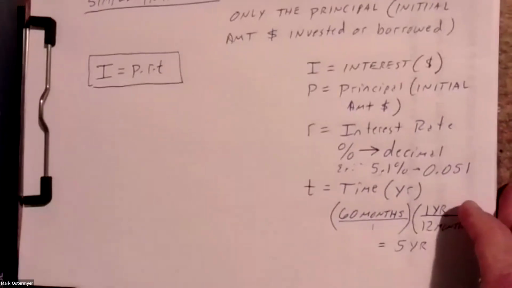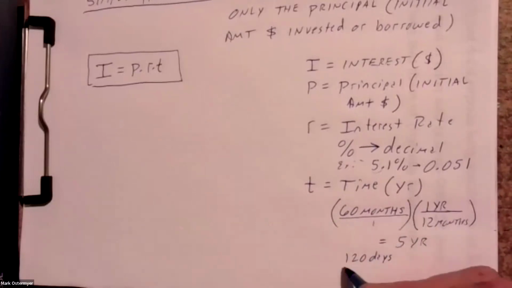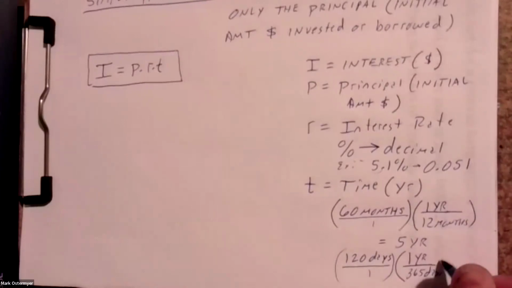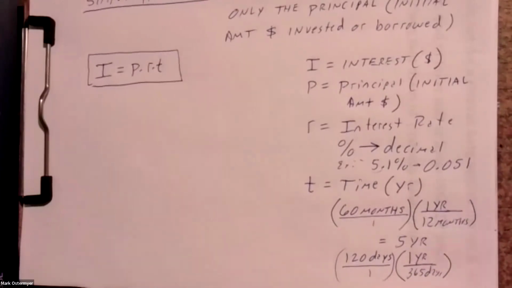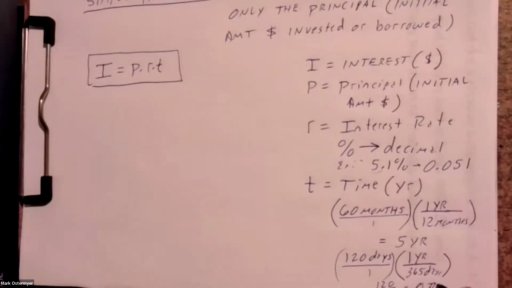All right. If the time was in days, maybe 120 days, you do not put 120 in for time. You have to convert 120 days into a fraction of a year by multiplying it by this conversion factor, 1 year is to 365 days. So in essence, you'll be dividing 120 by 365. And 120 divided by 365 is about 0.328 of a year. Well, 328 thousandths of a year. Okay.